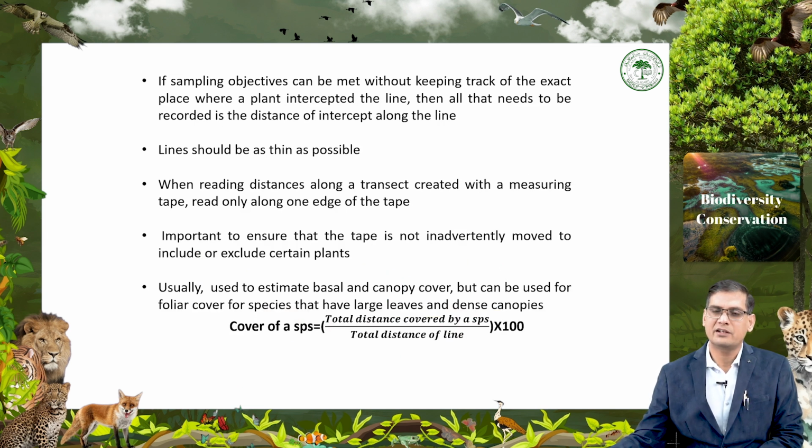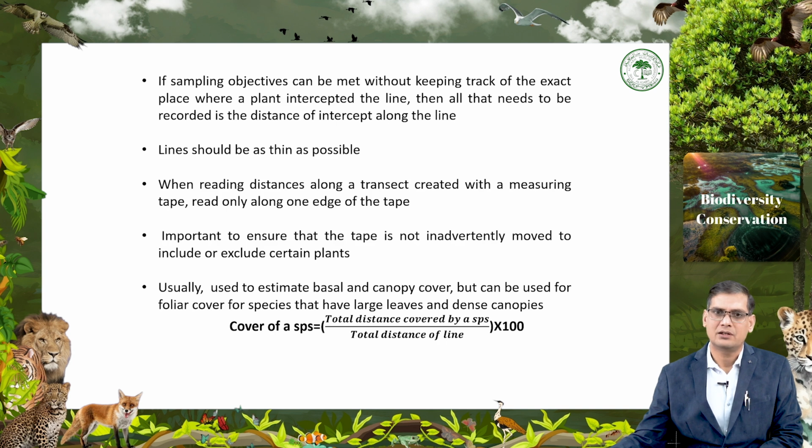If a sampling objective can be met without keeping track of the exact place where a plant intercepted the line, then all that needs to be recorded is the distance of intercept along the line. In this method, lines should be as thin as possible. When reading distance along a transect created with a measuring tape, read only along one edge of the tape. It is also important to ensure that the tape is not unintentionally moved to include or exclude certain plants.